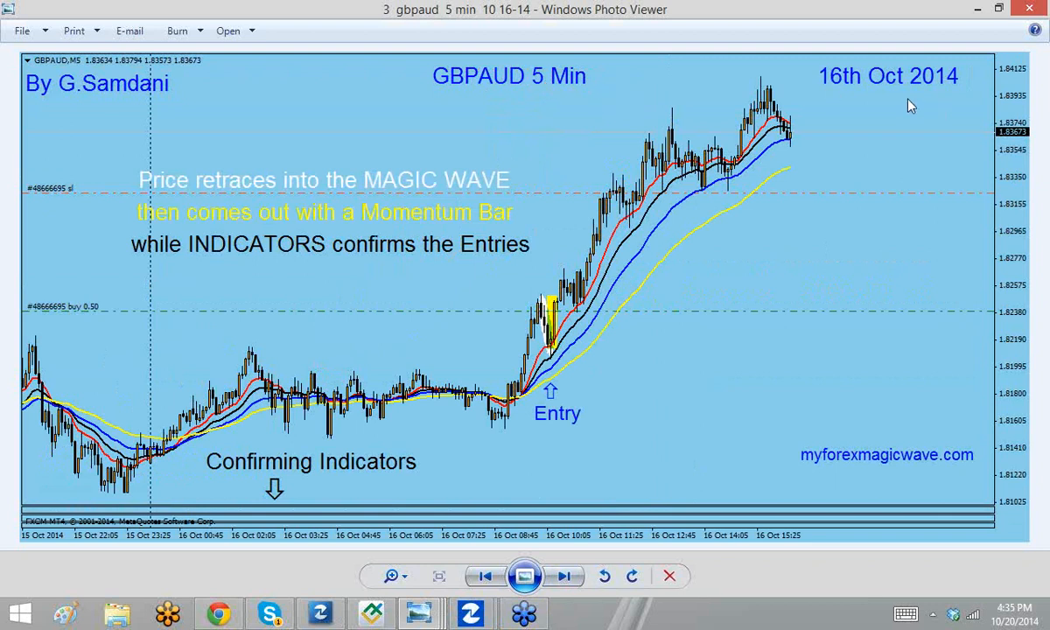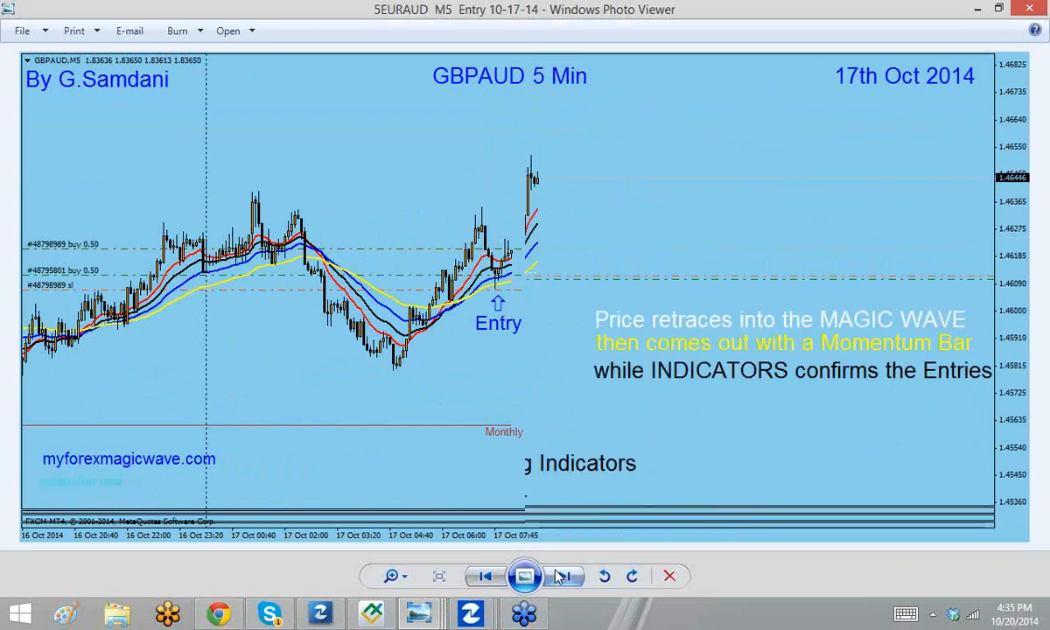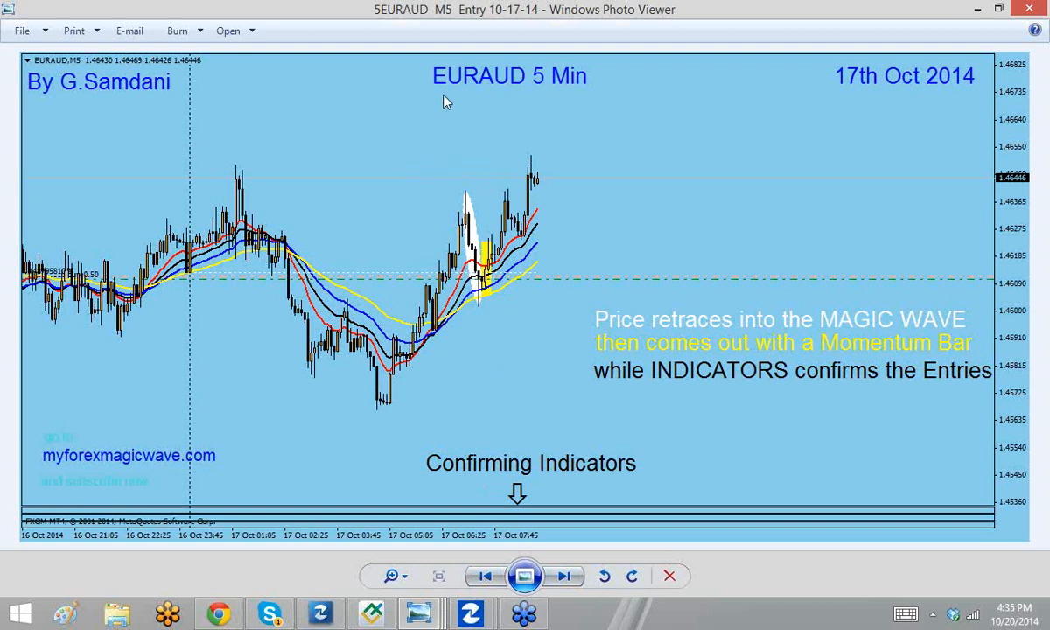Pound Aussie 5-minute on the 16th. Look how nice, beautiful the setup is. Then gone all the way. This is how it looks when I took the entry. The price comes down, and if it goes up, you need to know what's happening. If there is a support or something, and then after that it goes up, it gives you a setup like that. This is the example of this. Look, this is a Euro Aussie 5-minute setup at the same time.